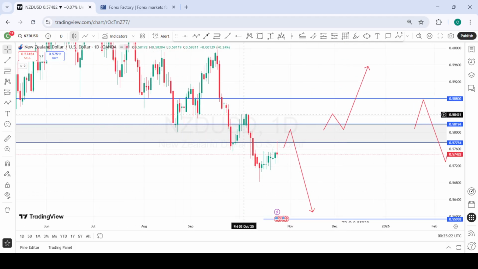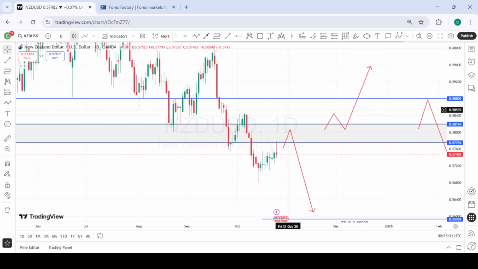Should price break above, should we have a daily candle break above the structural high, then price comes back for a pullback into this area of interest, we'll be interested in taking the buys to the upside. But until then, we are very bearish on NZDUSD.